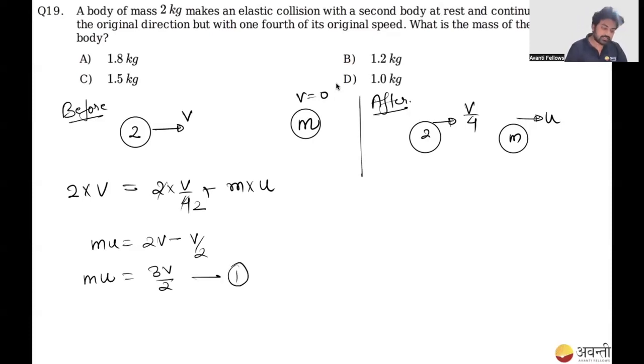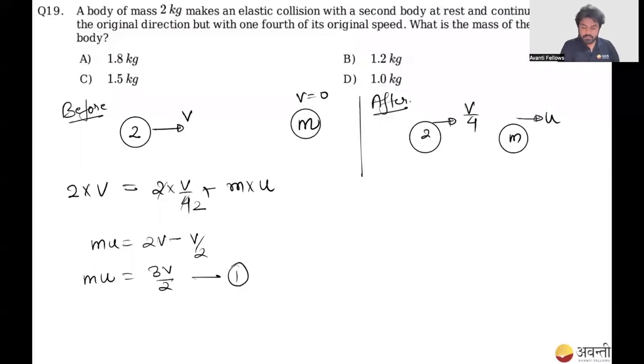Now coming to the second. So in elastic collision, what happens? There is no loss of energy, right? The energy is not lost. So we can do by that method also, energy is not lost. So initial kinetic energy is equal to final kinetic energy, right? Or we can do by energy method is okay, but that is a long method, right? Or we can do by elastic collision concept.